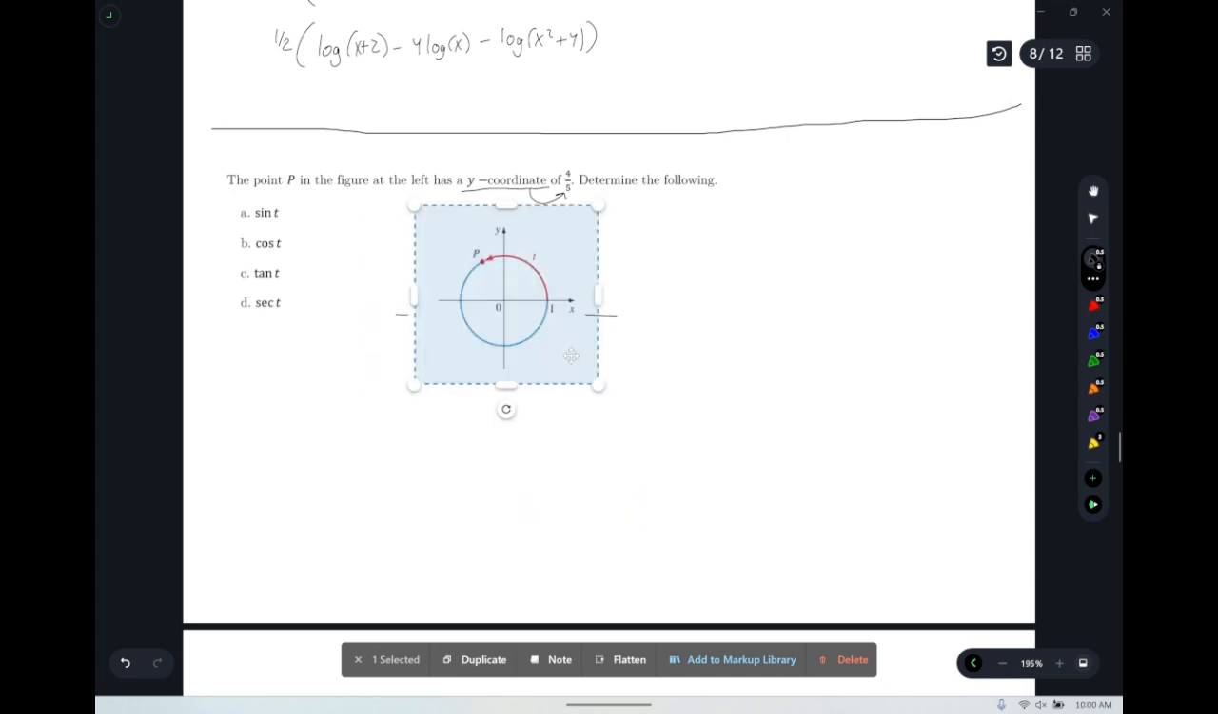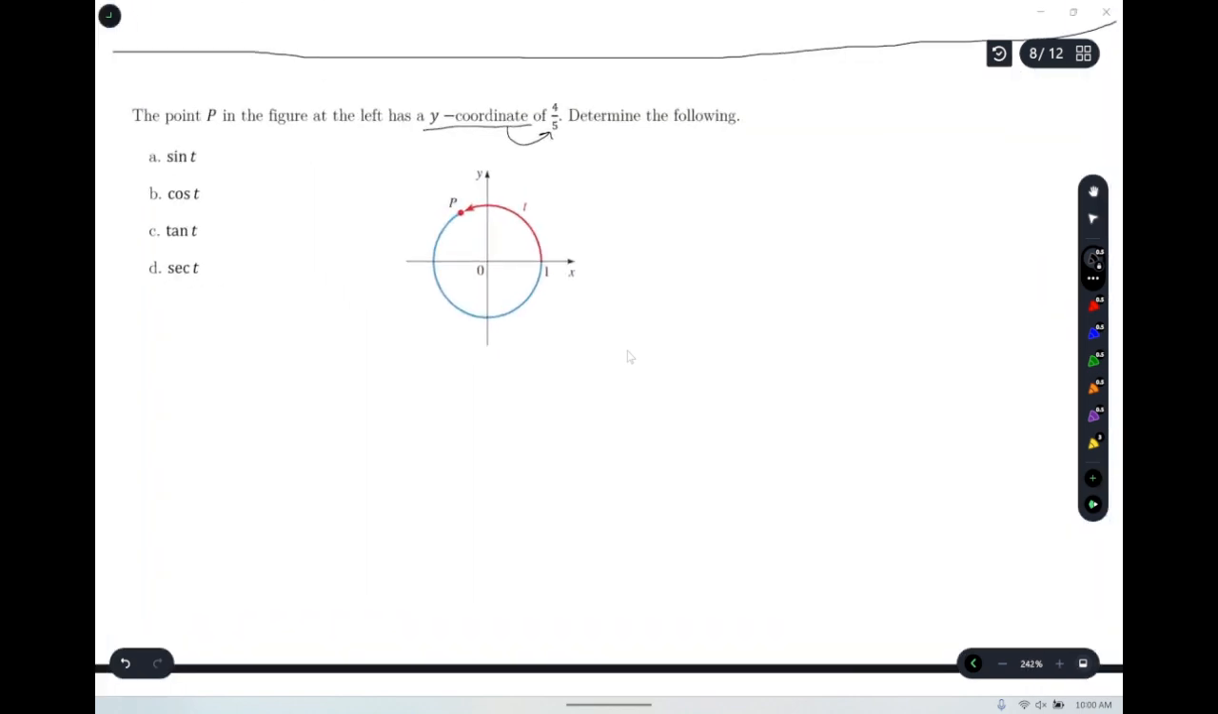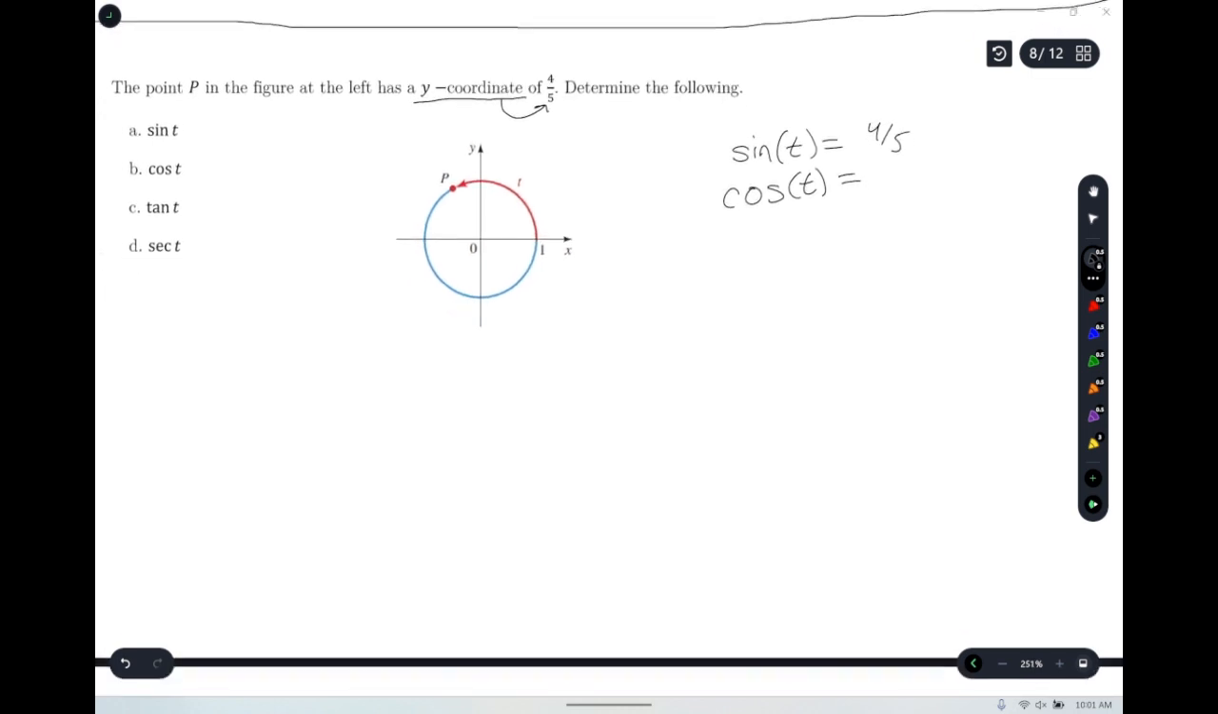So we know that the y coordinate is 4/5. I think we already know the answer to the first one. What does sine kind of sound like? Y. So it's just 4/5. What does cosine kind of sound like? X. So how are we going to solve for x?